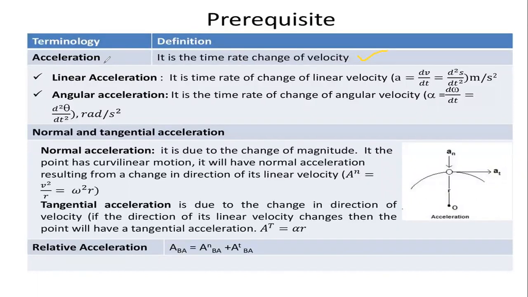Linear acceleration is the time rate of change of linear velocity. It is denoted by small a, and it can be written as a is equal to dv by dt. We can also take it as d square s by dt square, in meters per second square.